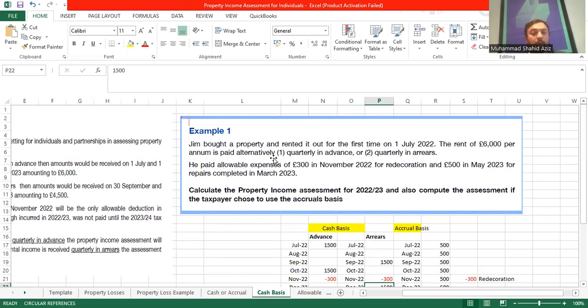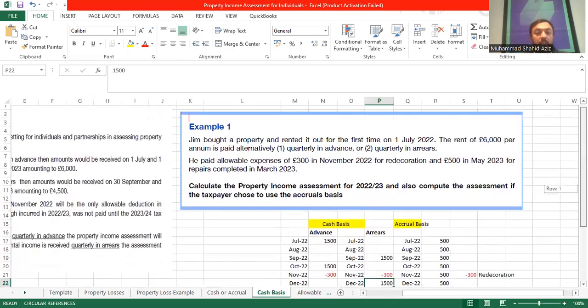Jim bought a property and rented it out for the first time on 1st July 2022. The rent of £6,000 per annum is paid. There are two options: one is quarterly in advance and the other is quarterly in arrears. What we need to do is calculate the property income assessment for 2022-23 and also compute the assessment if the taxpayer chooses to use the accrual basis. This is an important example to understand the concept of cash basis and accrual basis.